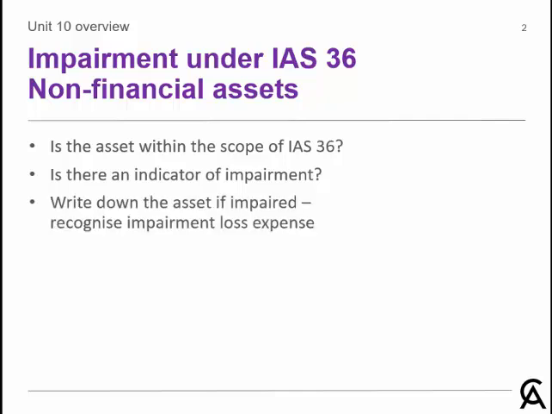Is there an indicator of impairment? That's what you'll be looking for. If it is impaired, then the asset's value is written down and an expense is recognised. And there are special rules that apply if you're dealing with what's called a cash generating unit.